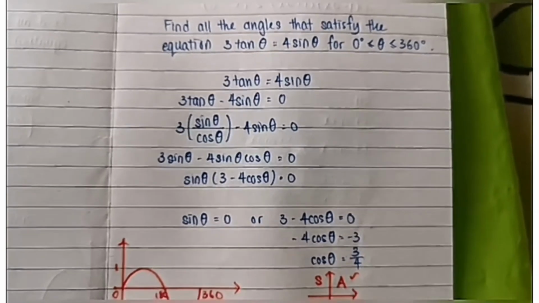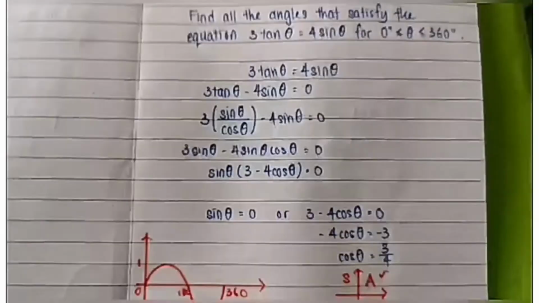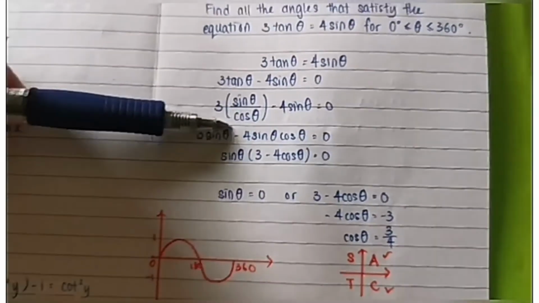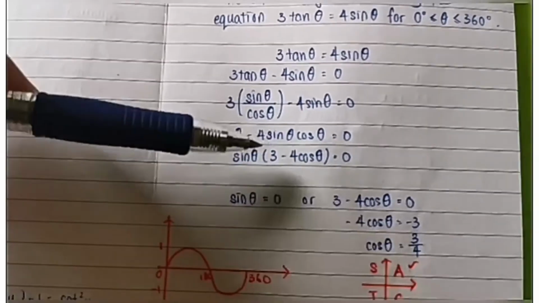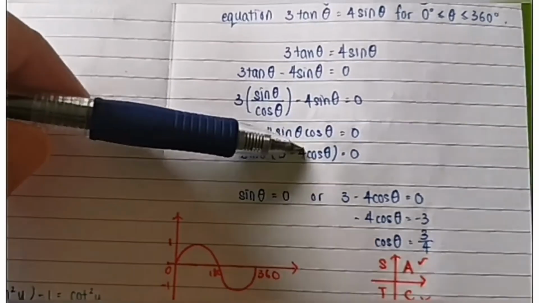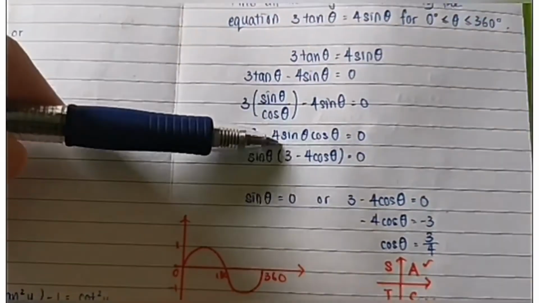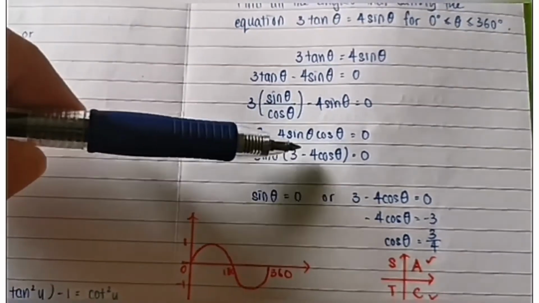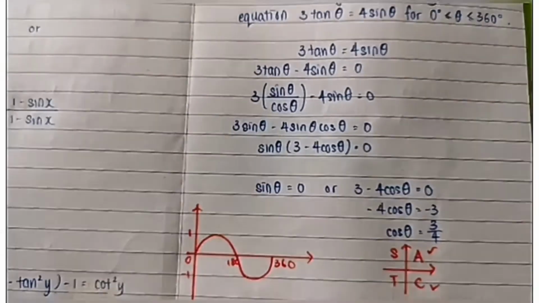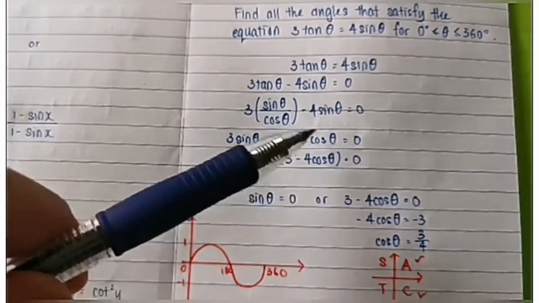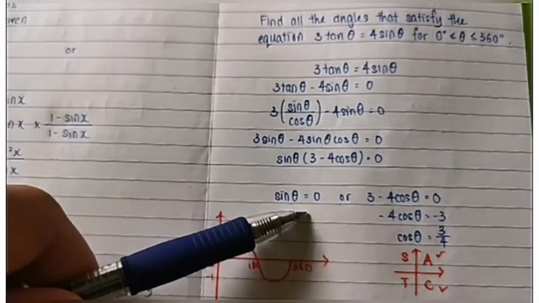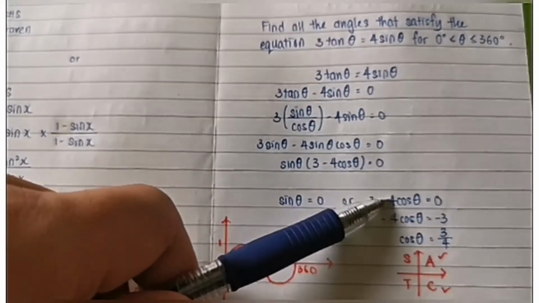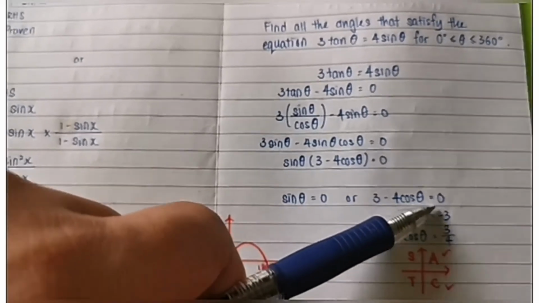Multiply everything by cosine theta. So this will be left with 3 sine theta, and this will have negative 4 sine theta cosine theta. You factorize sine theta out, and then you have 3 minus 4 cosine theta equals 0. When the product is equal to 0, then you can split it into 2. So sine theta equals 0, or 3 minus 4 cosine theta equals 0.